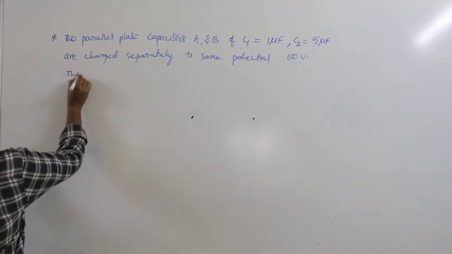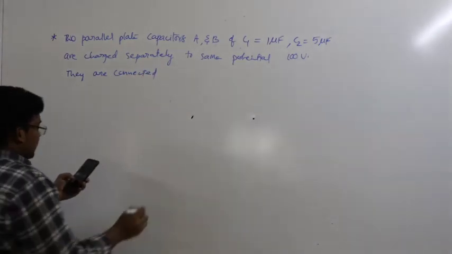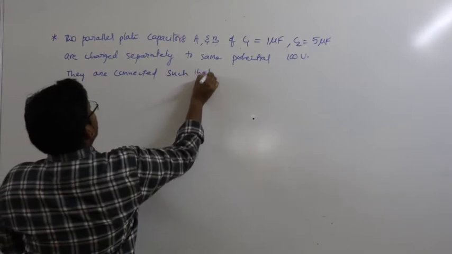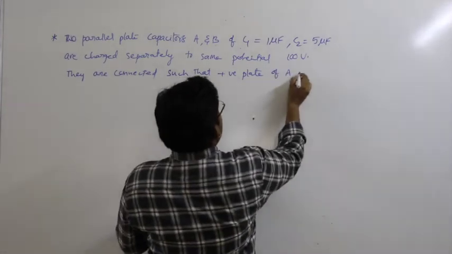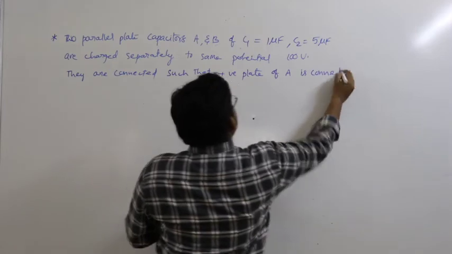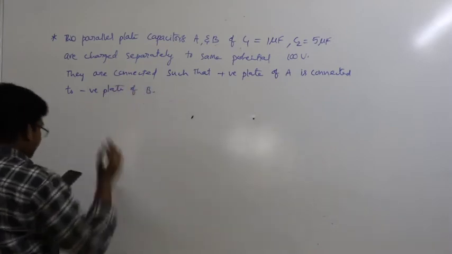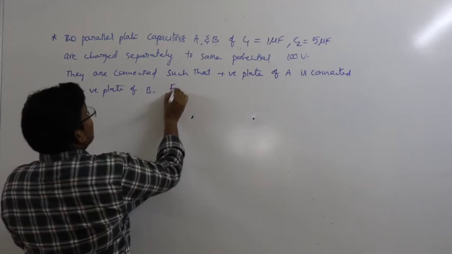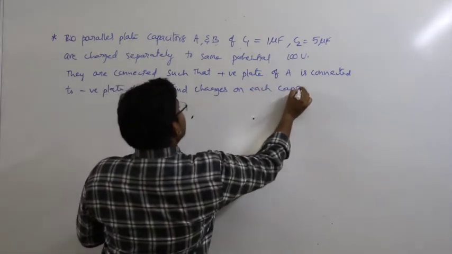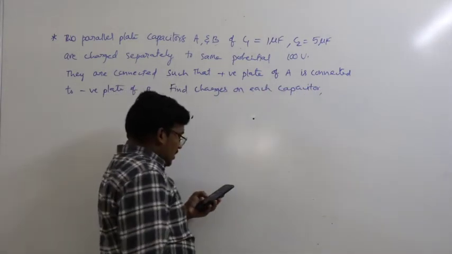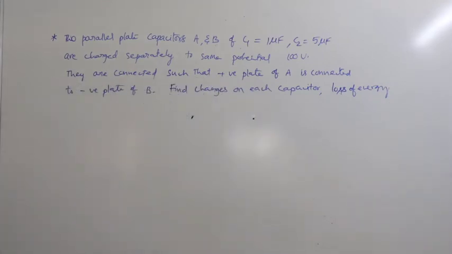Now they are connected in such a way that the positive plate of A is connected to the negative plate of B. Then find the charges on each capacitor and the loss of energy. So this is the question, okay.